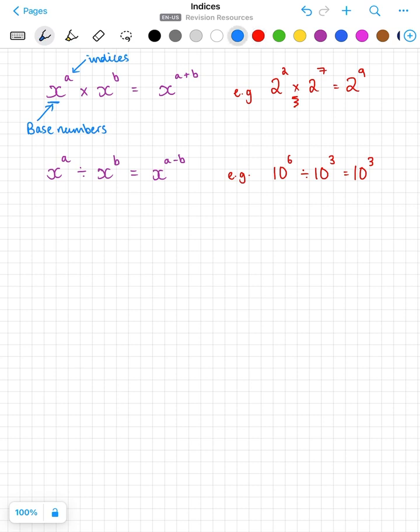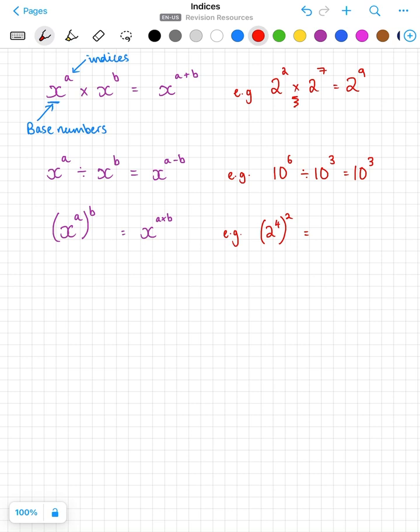Our next example is if we are using brackets. So for example, x to the power of a, and we're doing that to the power of b. That leaves us with x to the power of a multiplied by b. Here we have to be careful. For example, if we were to do 2 to the power of 4, to the power of 2.